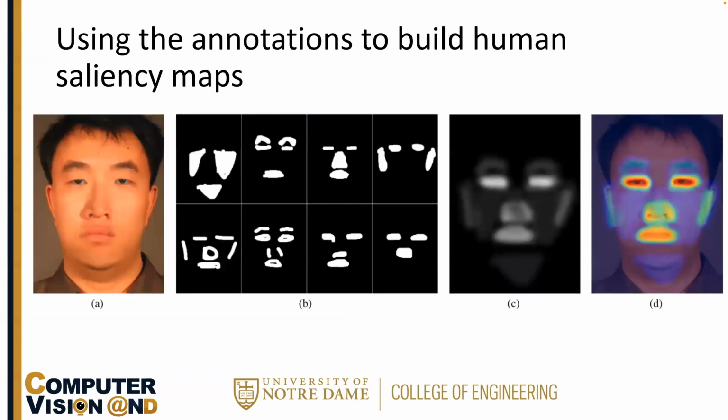To collect the human saliency information, we presented images to users and asked them to identify whether it's a real or a fake face, authentic or synthetic. Further, we asked them to annotate the image with their mouse, marking regions that supported that decision. We asked multiple subjects to annotate the same images, and that enables us to generate human saliency maps, as seen in figure C. Figure D is a heat map representation of that human saliency map overlaid on the image. So we see people are focusing on the eyes, nose, and mouth.